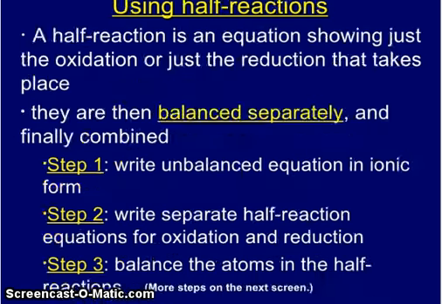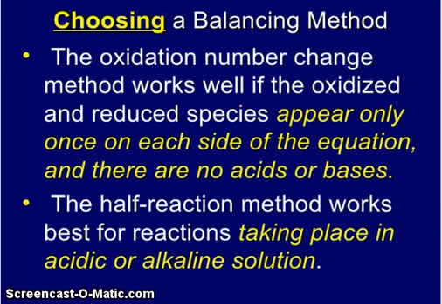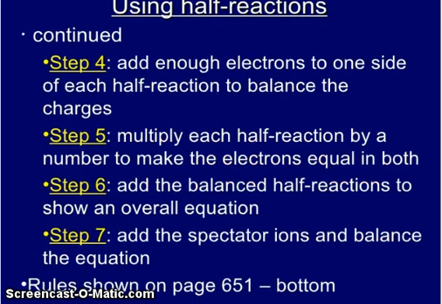A half reaction is an equation showing just the oxidation or just the reduction that takes place. They are balanced separately and finally combined. Write the unbalanced equation in any form. Write separate half reaction equations for oxidation and reduction. Balance the atoms in each half reaction. The oxidation number change method works well if the oxidized and reduced species appear only once on each side of the equation and there is no acid or base. The half reaction method works best for reactions taking place in acidic or alkaline solution.